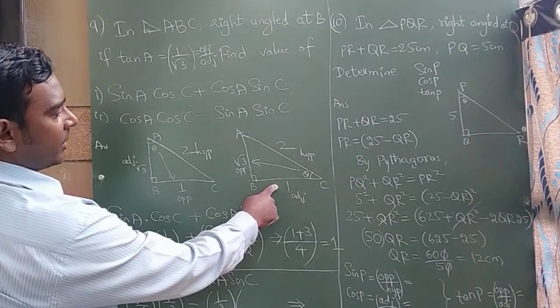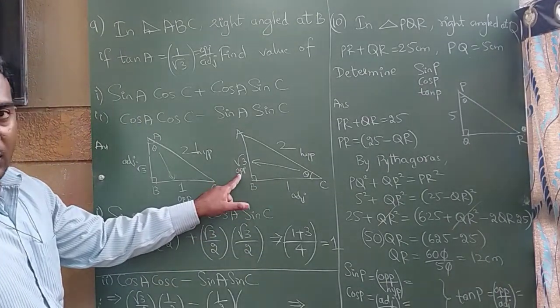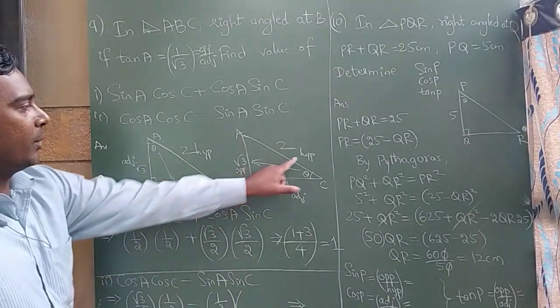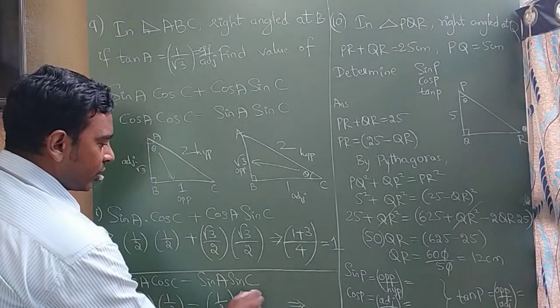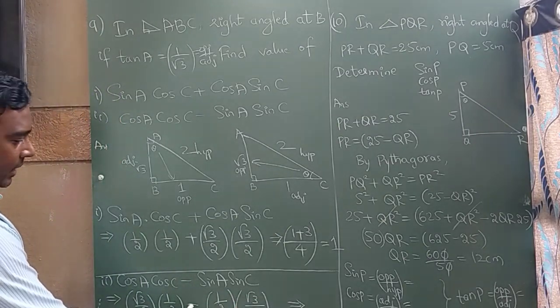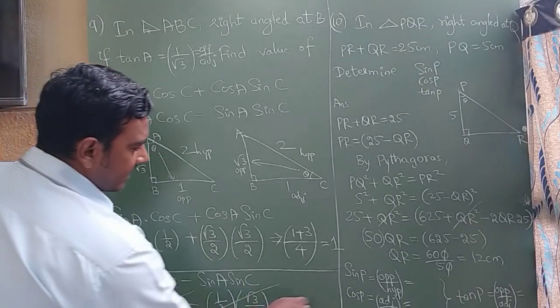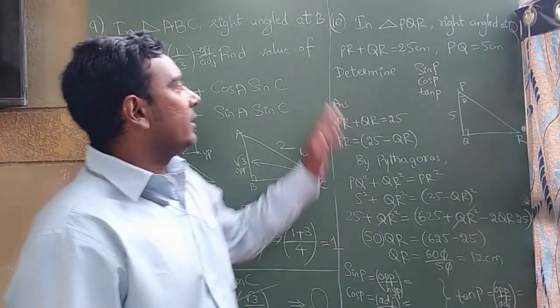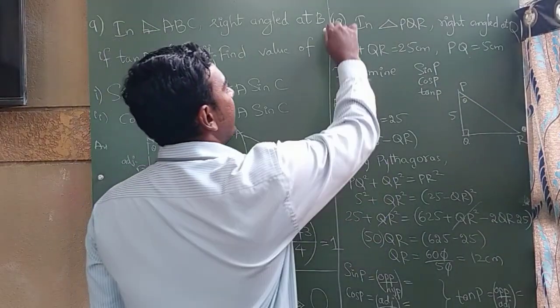Okay. Sin C, you must see this one. Opposite is root 3, root 3 by 2, because the formula of sine is opposite upon hypotenuse. So it is root 3 by 2. You can see both are same but there is a negative sign. So this and this get cancelled. So the final answer is 0. Fine. This last sum, and this is very important.